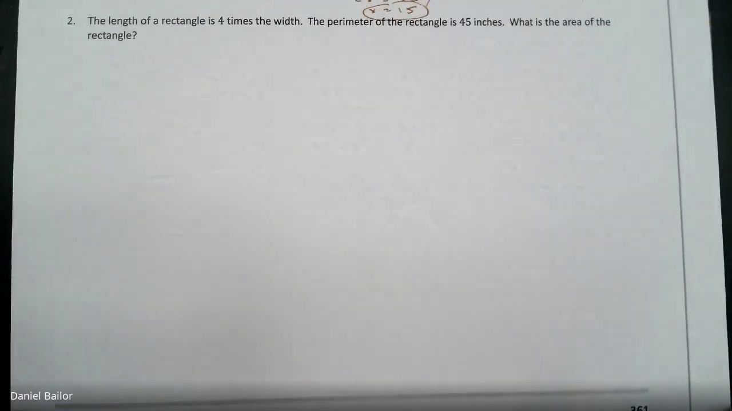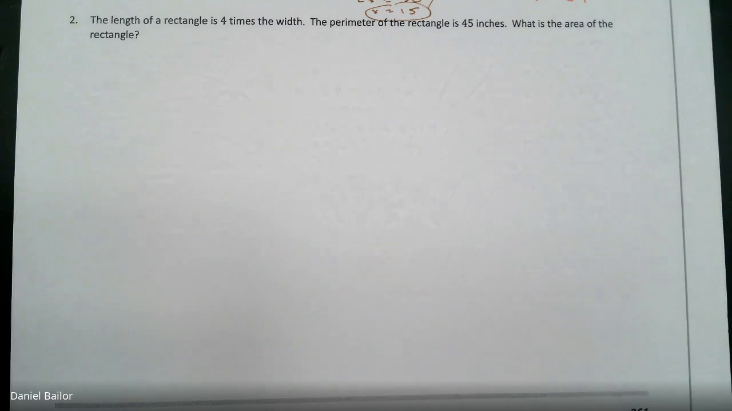Let's check your work on exercise 2. The length of a rectangle is 4 times the width. The perimeter of the rectangle is 45 inches. What is the area of the rectangle?